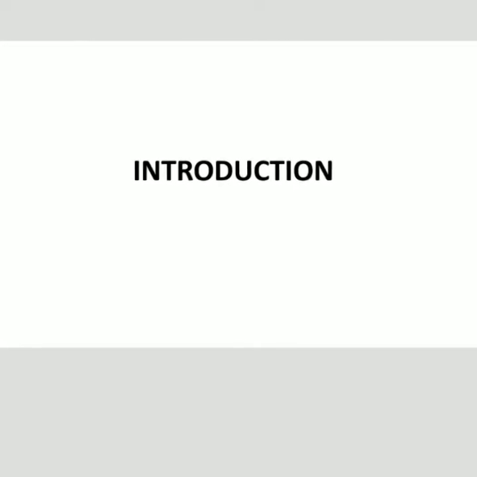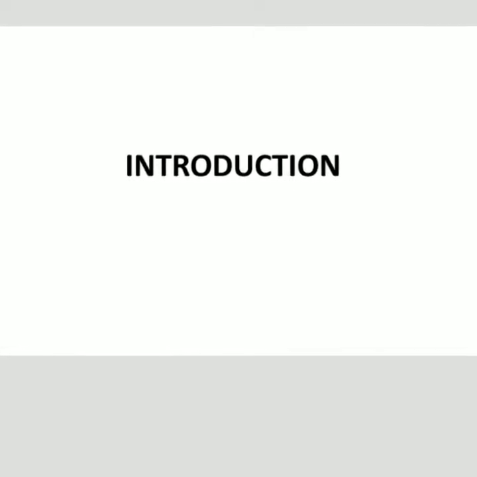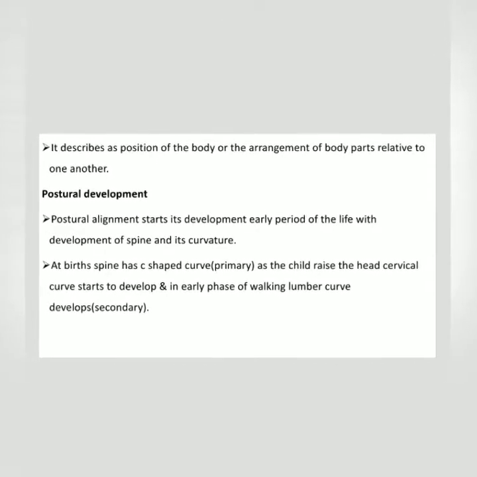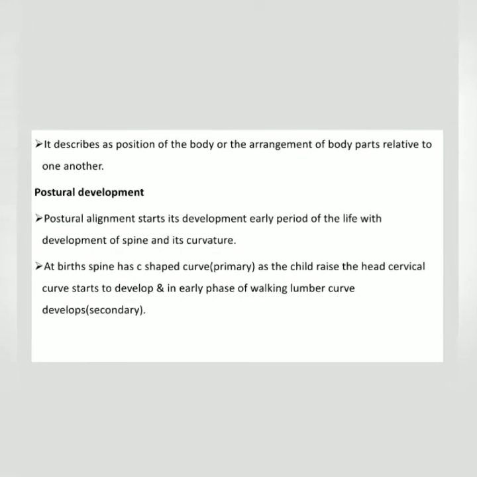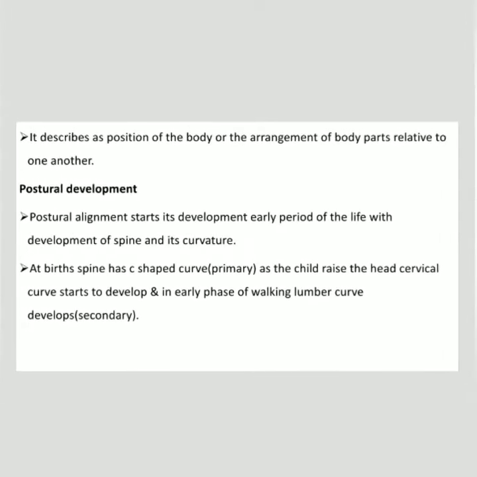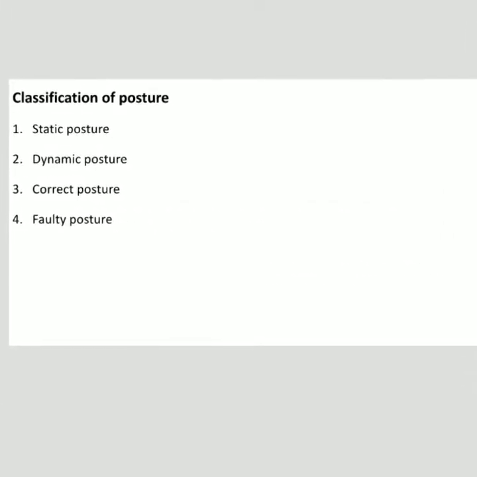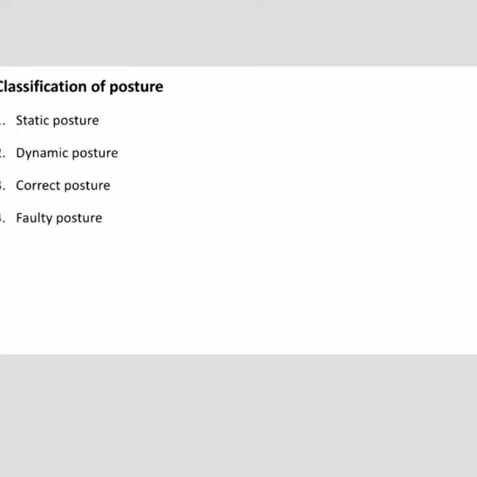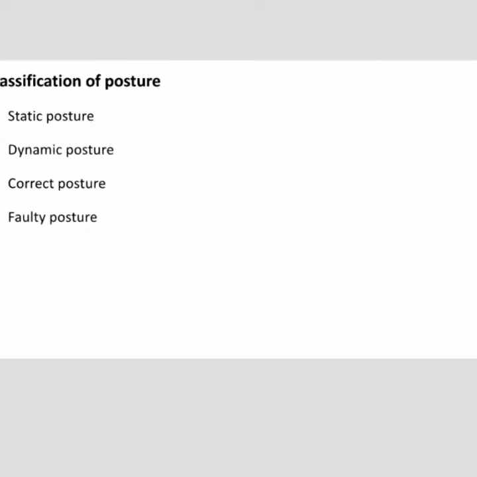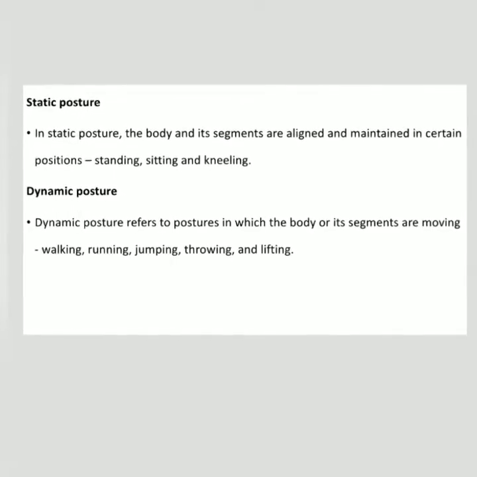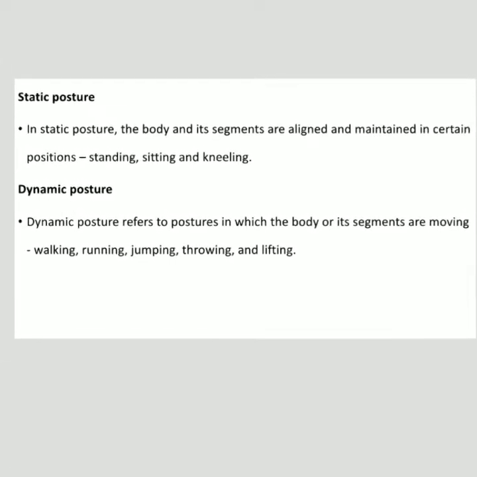What is postural development? Postural alignment starts its development in the early period of life with development of the spine and its curvature. You must have known about primary and secondary curvatures of the body. Initially at birth, the spine is in a C-shape, that is a primary curvature. Later on, it develops the cervical and the lumbar curvatures. Those are secondary.